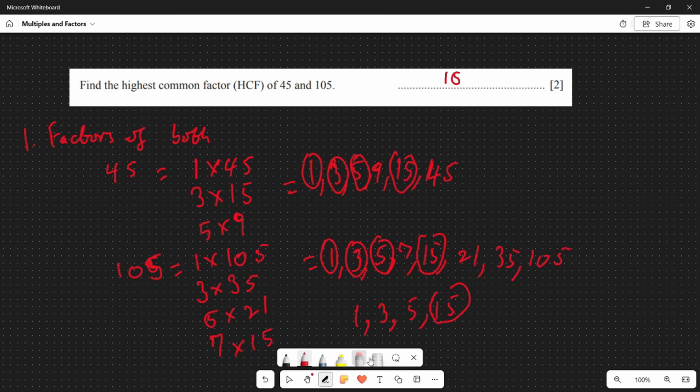Now that's the first method, and now we look at the second method, which is the prime factors. So method number 2 can be seen with putting both 45 and 105 again in a tabular form.